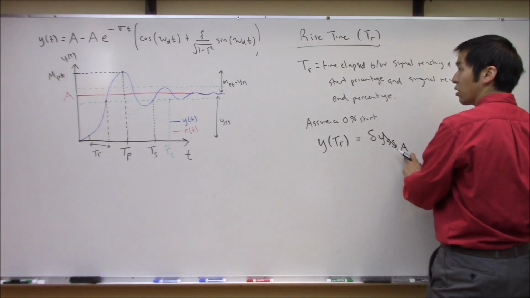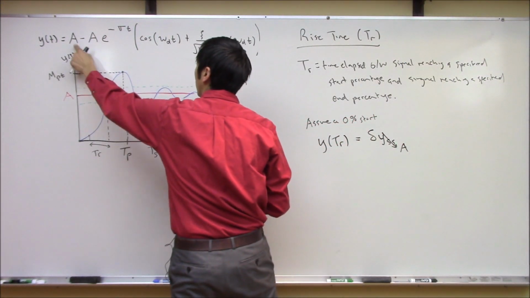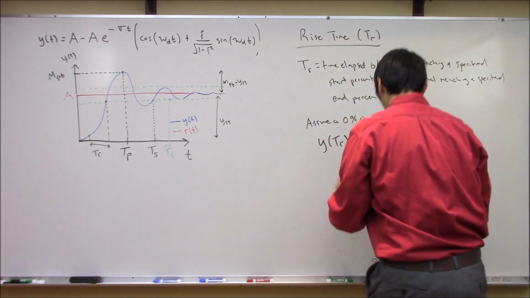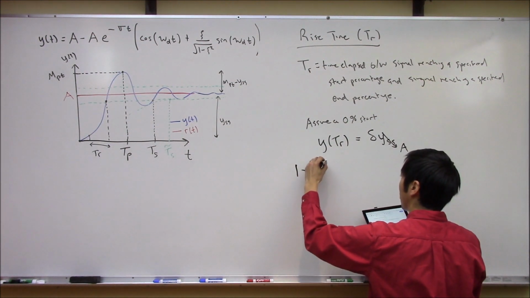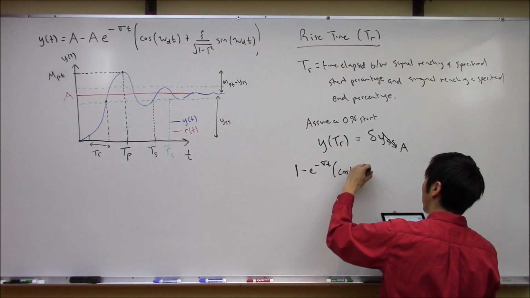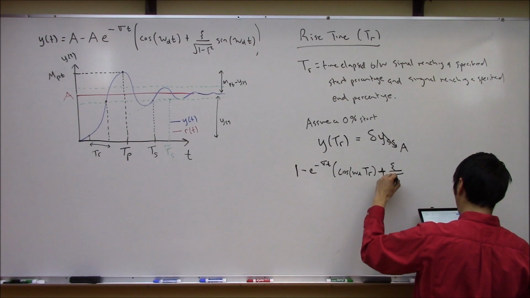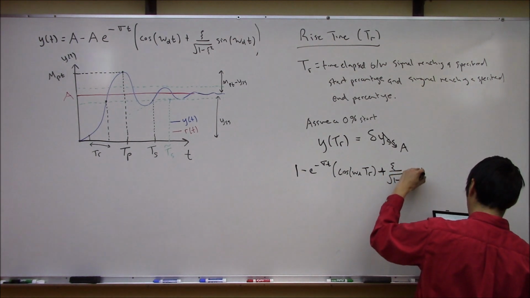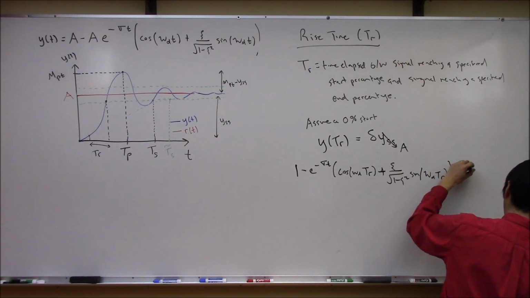So if you notice here, on the left side, this a is actually going to cancel with these two a's here. So we could maybe get this thing to look like 1 minus e to the minus sigma t times cosine of omega d tr plus zeta all over square root of 1 minus zeta squared sine of omega d tr. This thing is equal to delta, right?